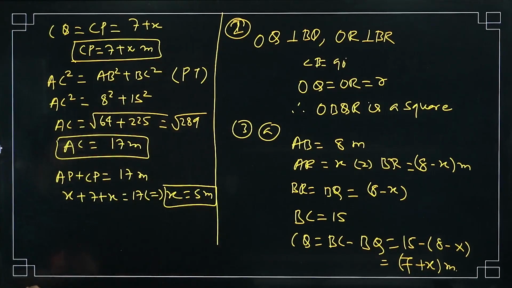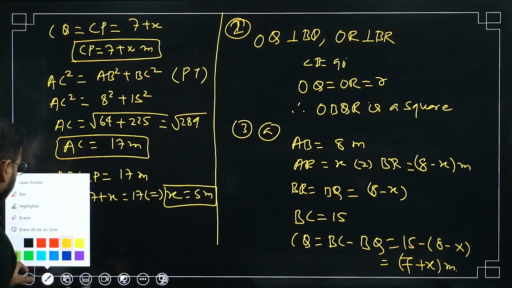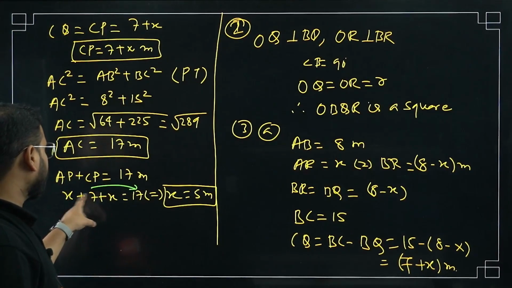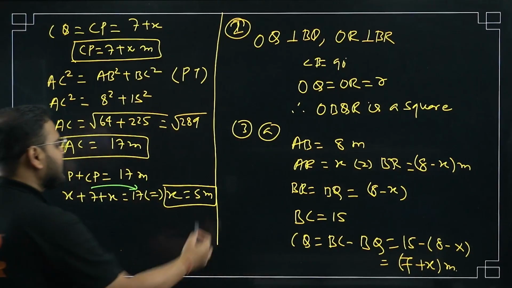I hope you agree. I have x plus 7 plus x. Bring this 7 on this side. It will become 17 minus 7. How much is that? 10. I have 2x over here. 2x becomes 10, means x is 5. So I have x as 5 meters.